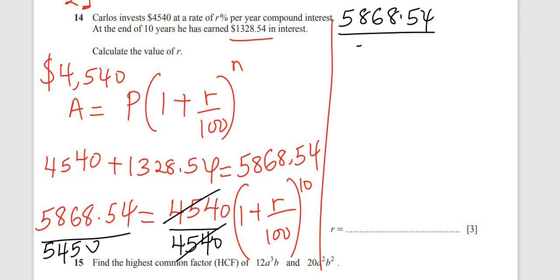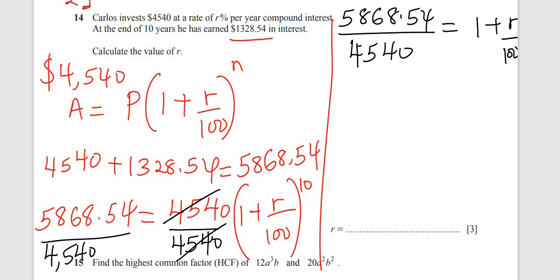Sorry, I just wrote it the wrong way. Should be 4,540. So divided by 4,540, then is equal to 1 plus r out of 100 to the power of, okay, let me reduce the font a little bit. 1 plus r out of 100 to the power of n. So sorry, or to the power of 10.